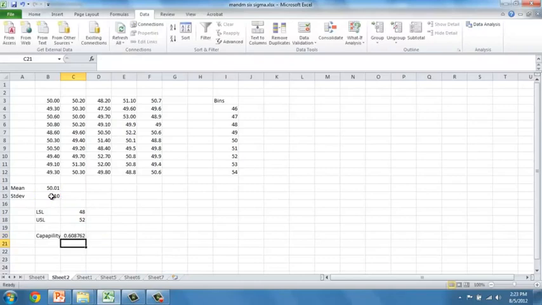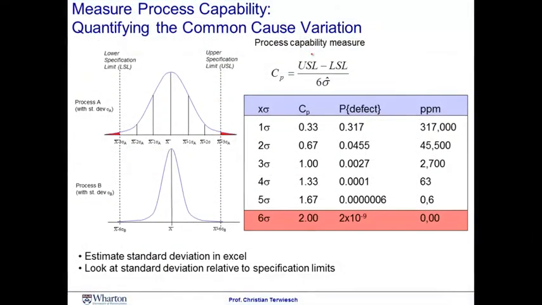This number here tells us the capability of the process. Notice that the way that we can increase process capability is by either making the specifications more forgiving. It's a higher capability if we would assume the specifications were 47 to 53, or by reducing the standard deviation. Both of these will reduce the likelihood of a defect. Let me illustrate the idea of the capability score on the following slide.